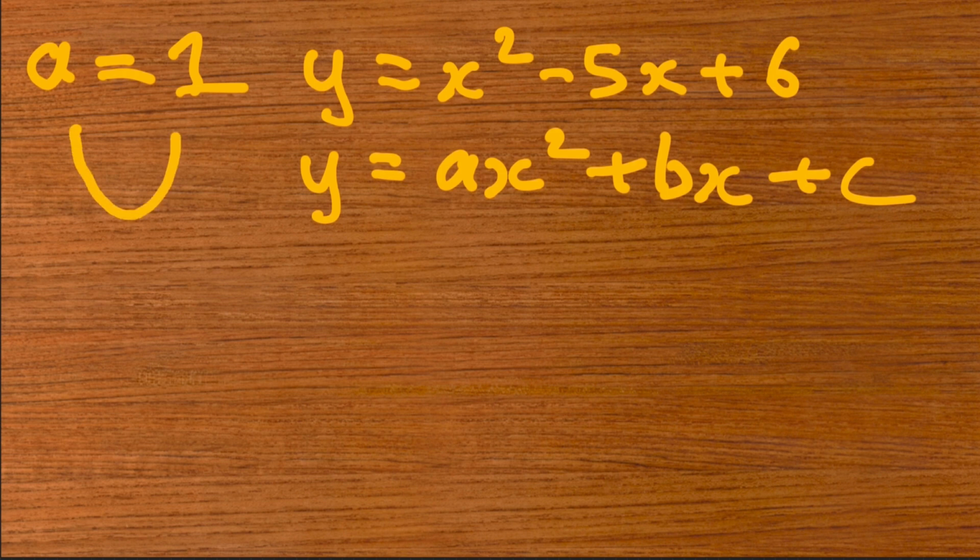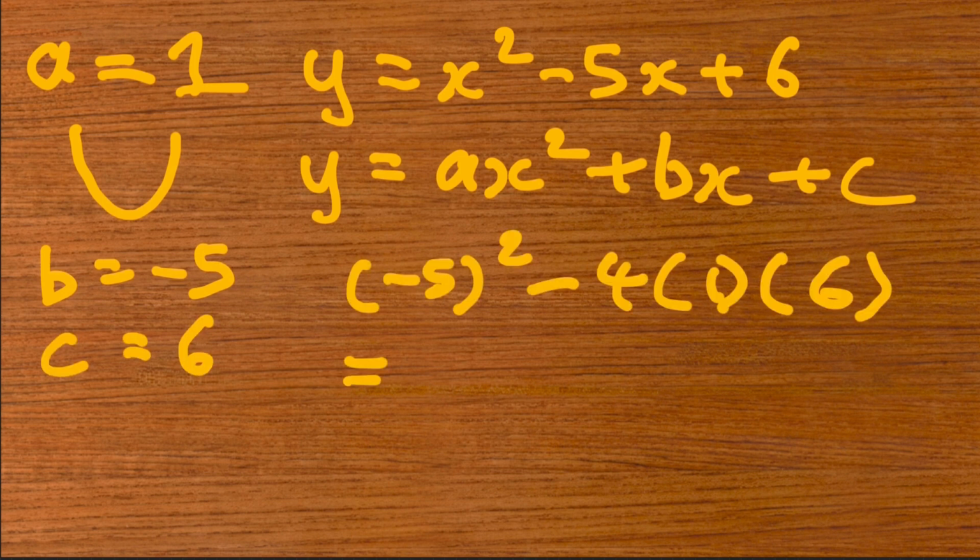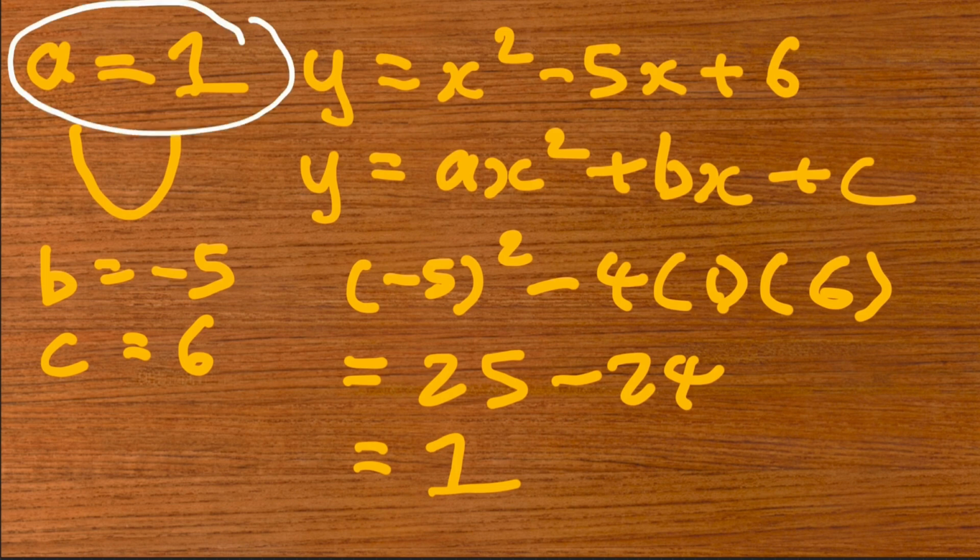One more thing you can do is determine the b squared minus 4ac. If it is greater than 0, you have 2 roots. If it is less than 0, you have no roots. And if it is equal to 0, you have 1 root. By the way, the b squared minus 4ac is called the discriminant. So a is 1, b is minus 5, and c is 6. This is equal to 1.